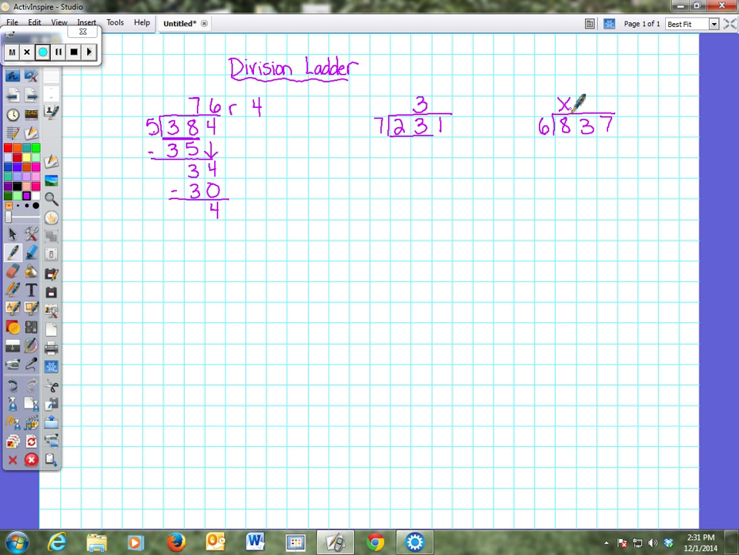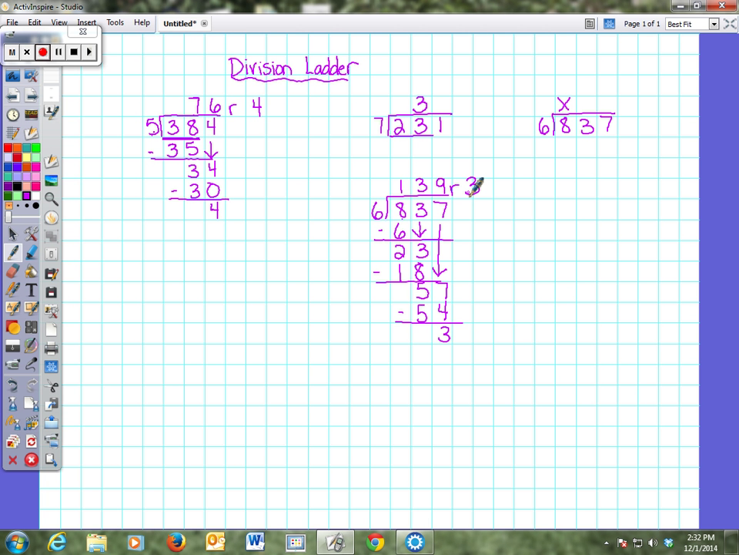Okay, now I'm going to work the problem out. So I'm going to rewrite it over here. 837 divided by 6. 6 goes into 8 one time. 1 times 6 is 6. Subtract, 2. Bring down my 3. 6 goes into 23. Not 4 times, because that's going to be 24, so that's too high. So it has to be 3 times. 18. I have 5. 5 is less than 6. Bring down my 7. 6 goes into 57. Let's see, 9 times 6 is 54. Subtract, 3. 139, remainder 3.